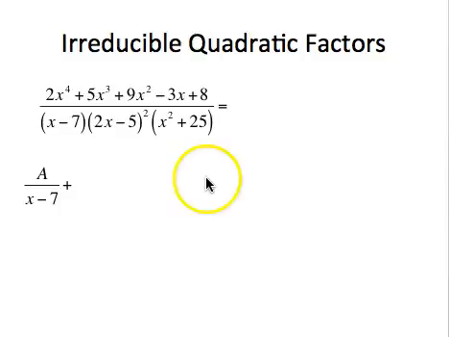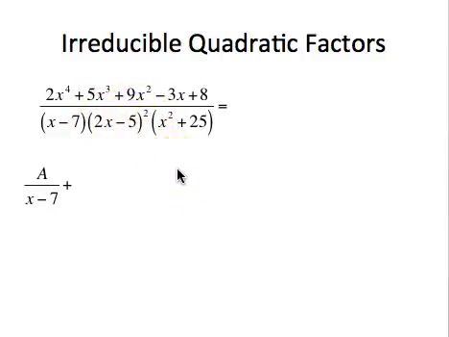Let's look at one more problem. Downstairs, x minus 7, 2x minus 5 squared, x squared plus 25. Fifth power downstairs. I could have as much as the fourth power upstairs. Or something as simple as 1 could be upstairs as well. X minus 7 is my first factor downstairs. It is unique. There is no second version of x minus 7, so a over x minus 7 is where I'm going to start. Now I have 2x minus 5 squared.